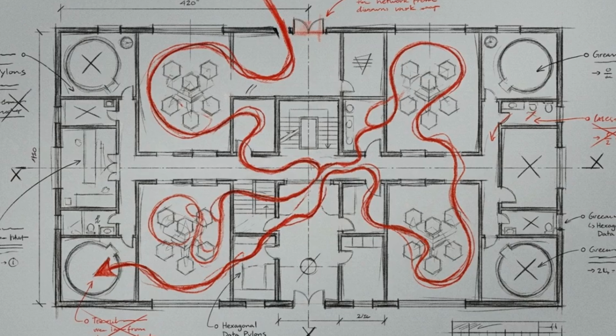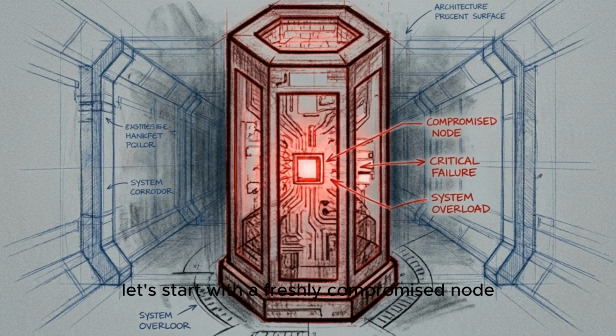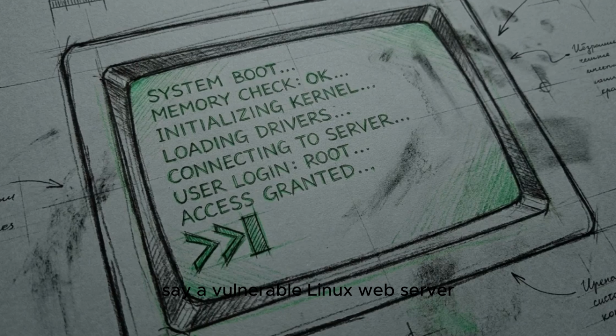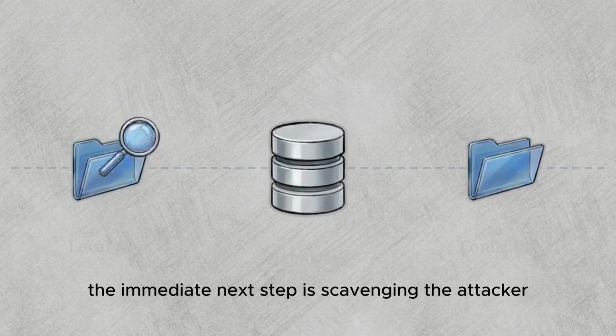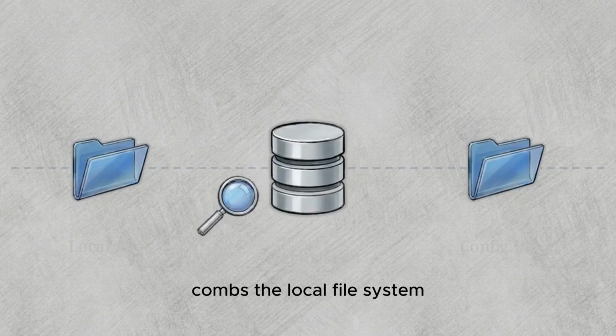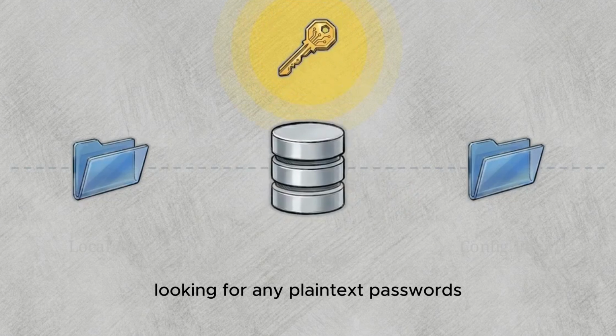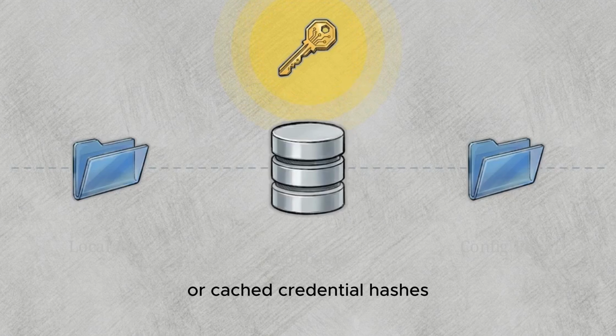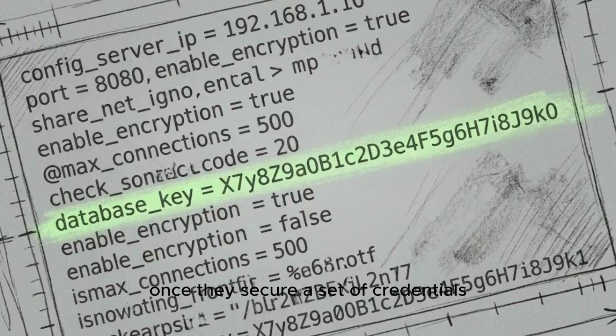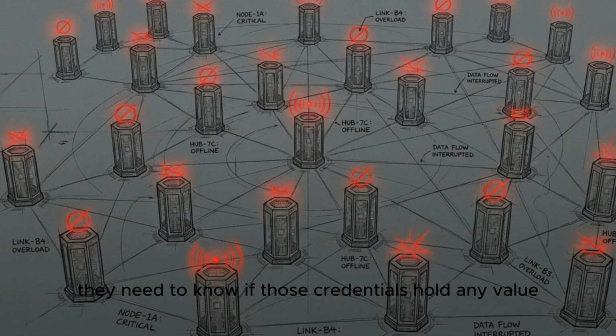Let's start with a freshly compromised node, say a vulnerable Linux web server where an attacker has just gained shell access. The immediate next step is scavenging. The attacker combs the local file system, configuration files, and connected databases looking for any plaintext passwords or cached credential hashes.